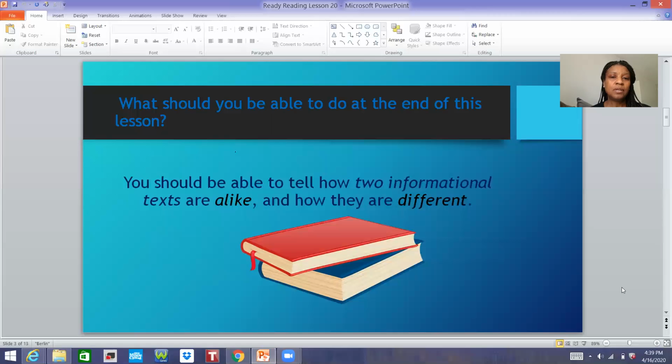Now, boys and girls, we have looked at informational texts before, and we know that informational texts are texts which give important information and factual information. It is true information.